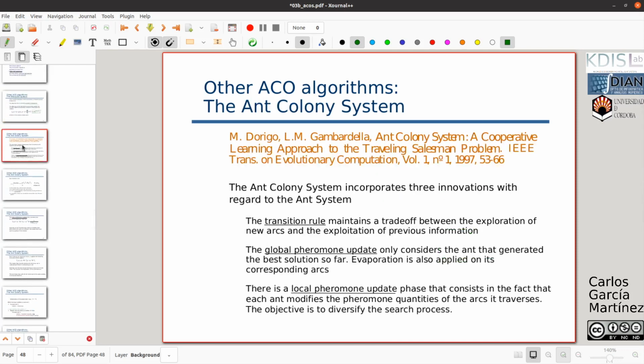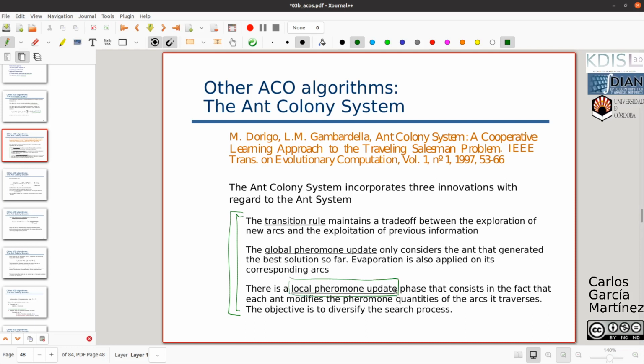Well, this is a very simple variant, and in my opinion, a more interesting variant is this one, the ant colony system. The ant colony system uses these three elements. The particular interest is this one. This is quite new. The previous ones, you already know how they work.